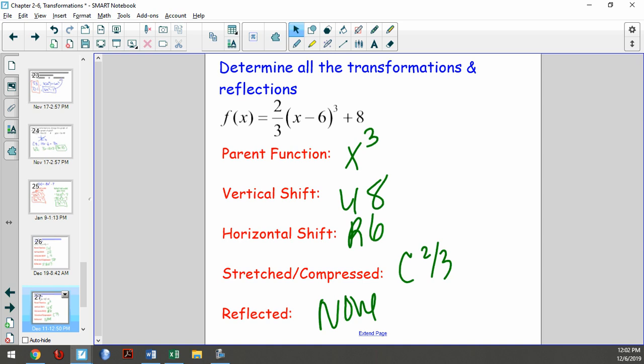Turn it over, problems 9 through 11. These are your reflect over the x-axis or your reflect over the y-axis. If you're reflecting over the x, where does the negative go? On the outside to the whole thing. If I'm reflecting over your y-axis, what does that mean? Replace x with negative x.